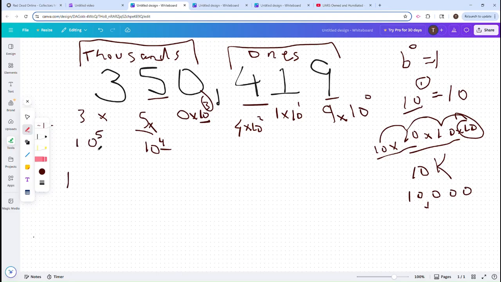We can write a 1 and that many zeros. 1, 2, 3, 4, 5. Or we can multiply 10 times itself 5 times, which would be 1, 10, 100, 1,000, 10,000, 100,000. This is 10 to the first power, second power, third power, fourth power, fifth power. We give the scientific notation and all that. You'll be needing to know that.